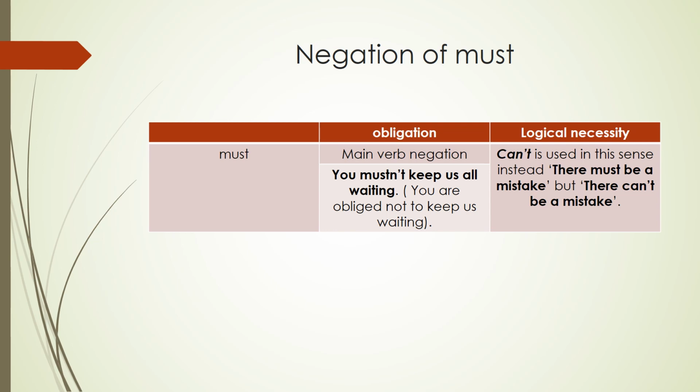You see here, this sentence is positive. And that's why I use must to express the meaning of logical necessity. But when I want to change the sentence into a negative, I cannot say there mustn't be a mistake. No, I have to use can't instead of must. So the sentence in the negative becomes there can't be a mistake. Okay, this is a very important note about the use of must in the negative sentences when it means logical necessity.